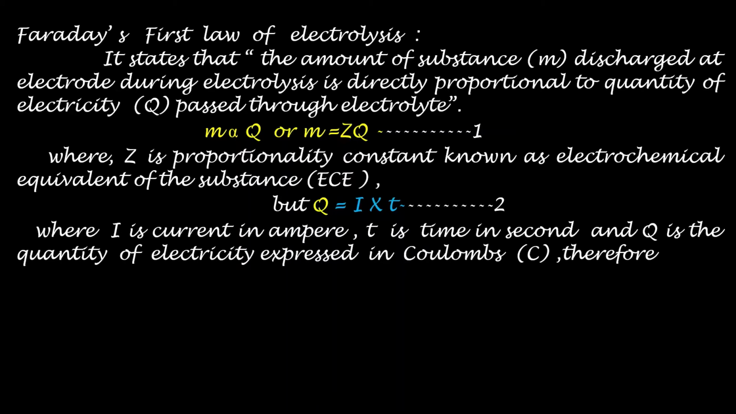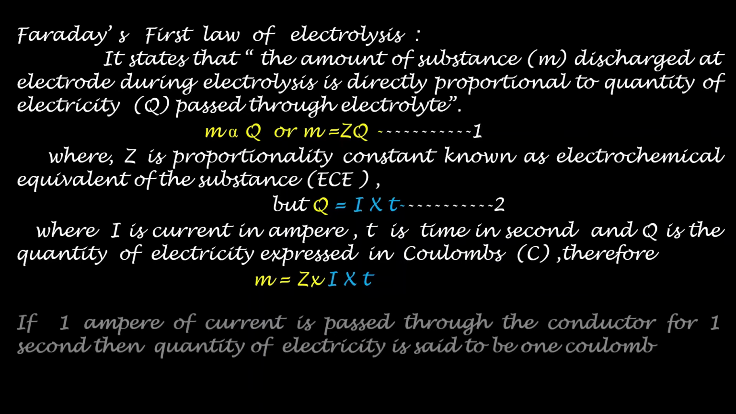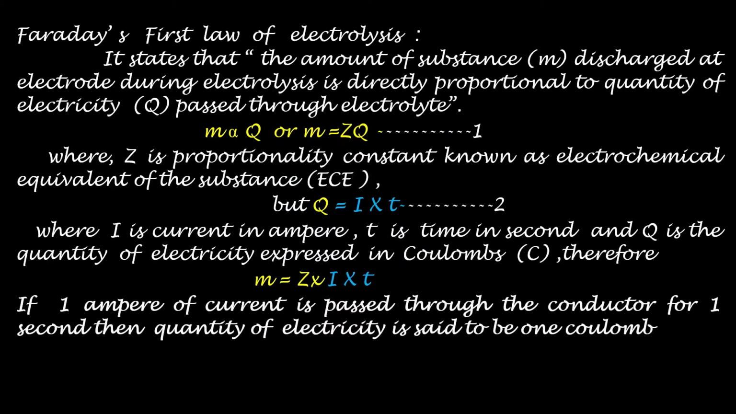So M equals Z into I into T. According to equation 1, M is equal to Z into Q, and according to equation 2, Q equals I into T. So if we substitute Q from equation 2 in equation 1, then we will get M equal to Z into I into T. So if 1 ampere of current is passed through the conductor for 1 second, then the quantity of electricity is said to be 1 coulomb.